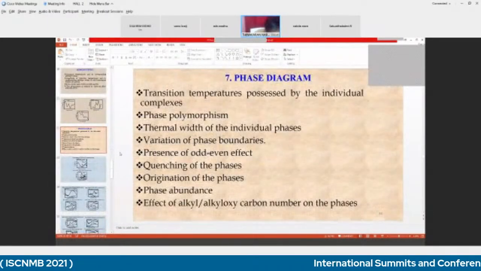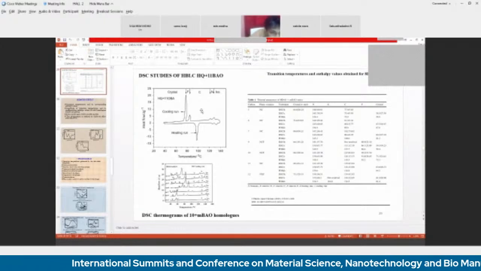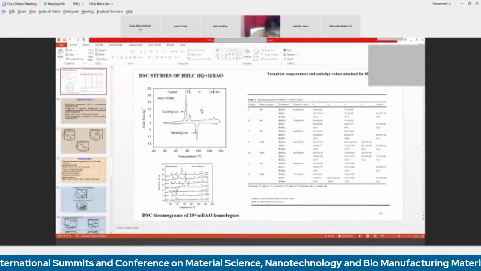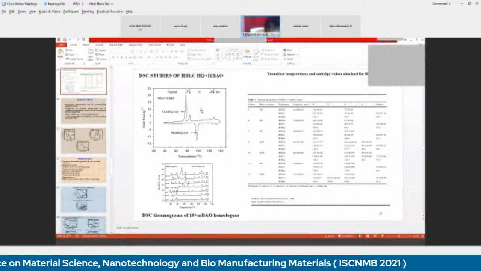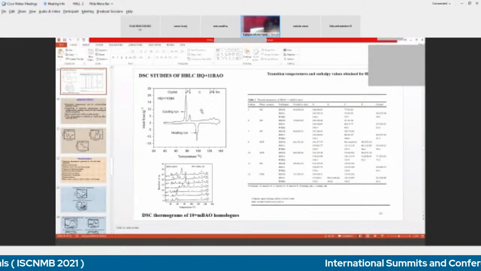Yes, sir. Slide number 29. It's about the DSC study, sir. The figure, yes, sir. The figure one. Can you explain? There's a cooling run. There's two peaks there. Curve. Yes, sir. And heating. What is the main issue there? Why don't things happen the same way?